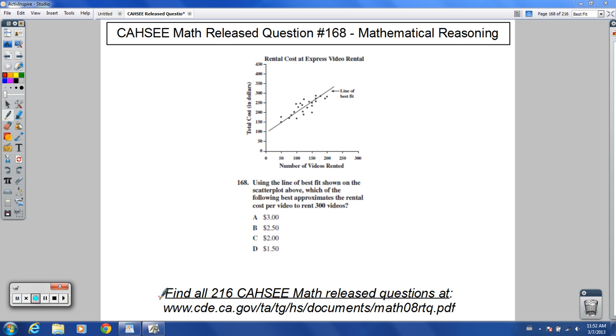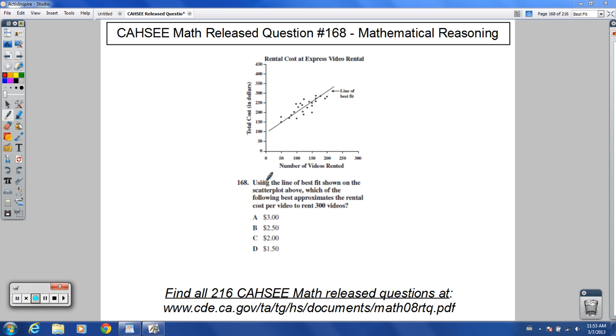This is release question 168 for CAHSEE Math. We've got this graph up here, and it's showing us about 50 here, and go up there. It's close to 150 for total cost in dollars for 50 videos rented. That same idea works as we go up the scale here. 100, go up there, it's close to 200, 150, close to 250, and so on.